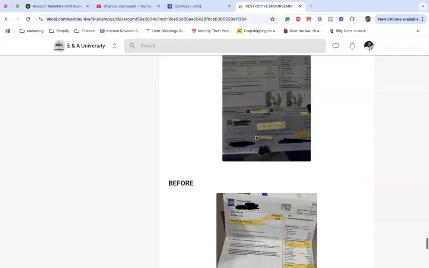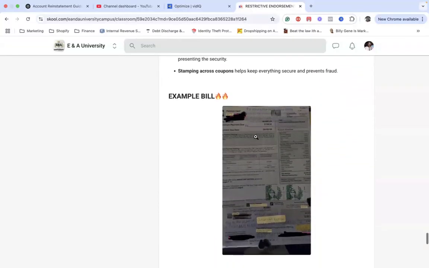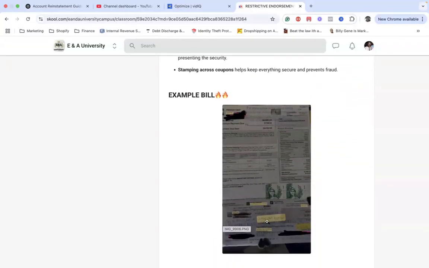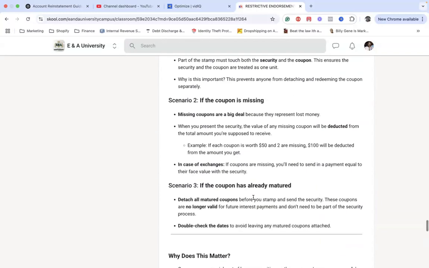But to show you, in this particular example, it doesn't look like the stamp was placed where they wanted it placed, but this was actually taken in because it was restrictive. There's another example I'm going to show you of a proper endorsement, where it says to stamp it, because remember, we're doing this to follow the exact instructions they're giving.